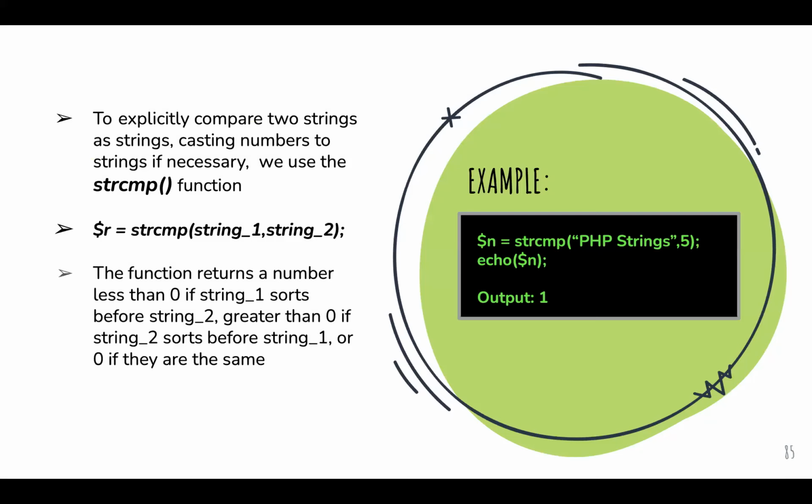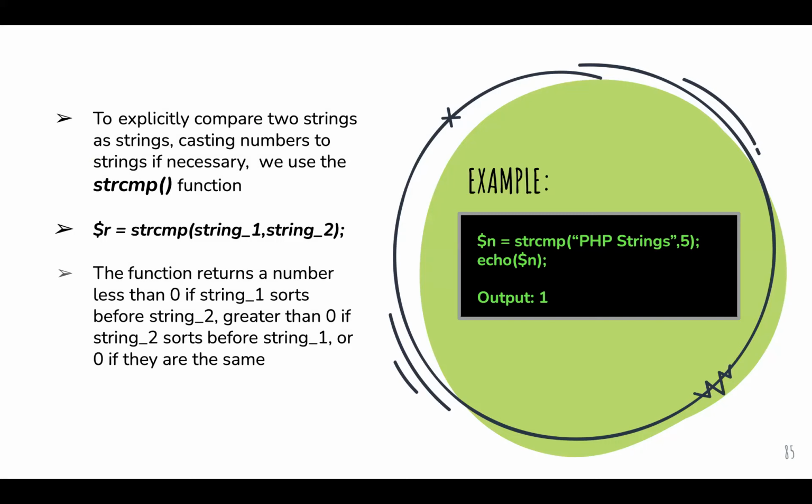To explicitly compare 2 strings as strings, casting numbers to strings if necessary, we use the string compare function, which is strcmp. The syntax is: you define a variable which is equal to strcmp, which compares 2 named strings. Here's an example of how strings are compared.